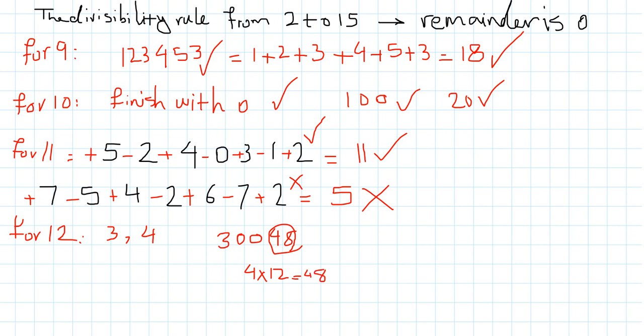Now checking the sum of the digits. 3 plus 0 plus 0 plus 4 plus 8. It gives me which number? 4 plus 8 is 12, and plus 3 is 15. So 15 can be divided by 3. So this number can be divided by 12. Easily we can find the answer.